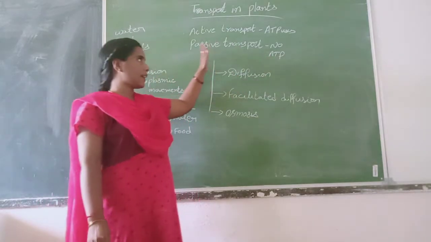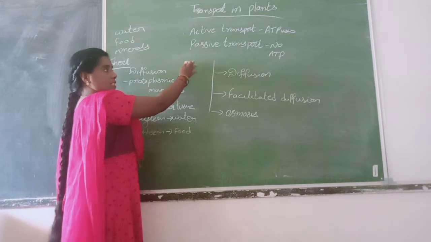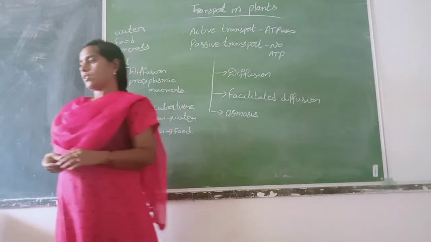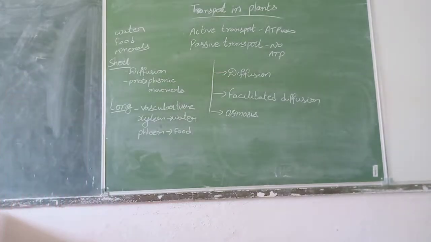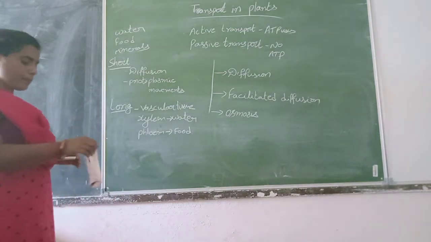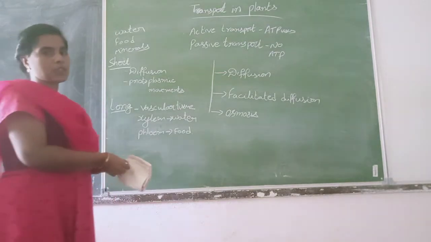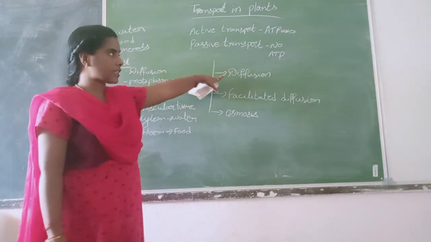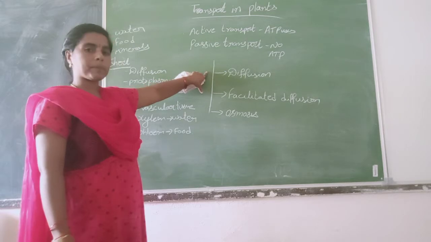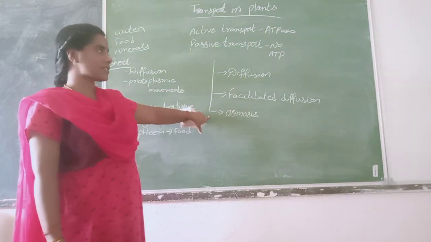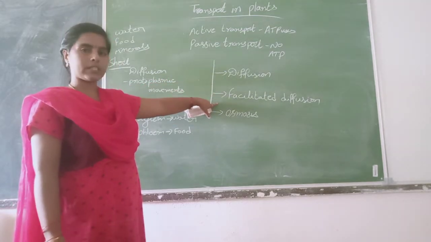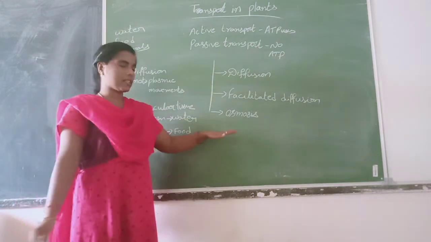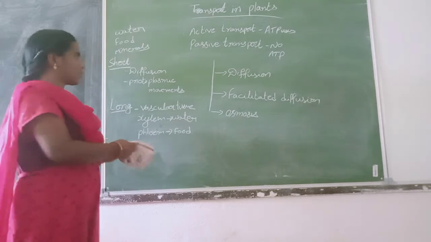Okay? Then passive transport takes place in three ways: diffusion, facilitated diffusion and osmosis. So in passive transport, without using energy, substances can be transported in these three ways. This is what we discussed in the previous class. So we will continue.